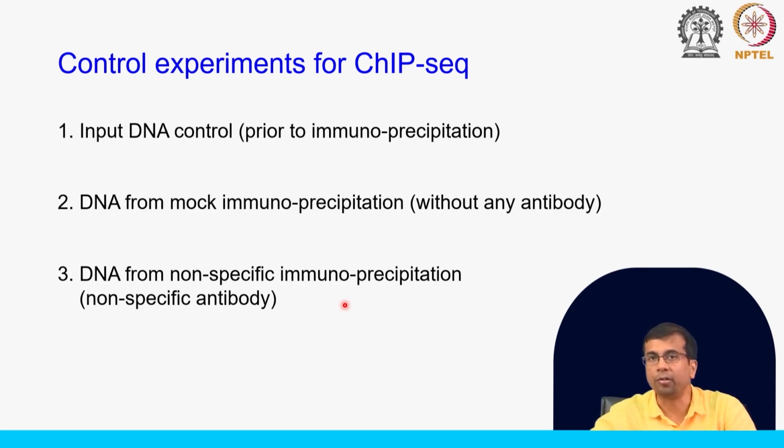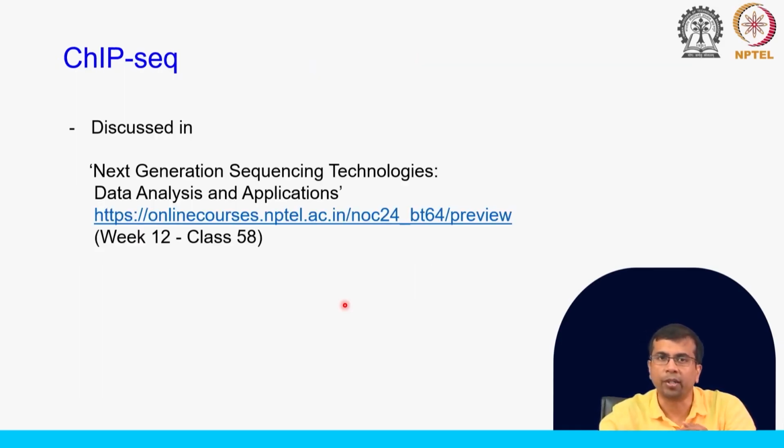So, all these controls, as you see, are looking at the technical variation or the enrichment due to the sample processing steps. In many cases you will not see control 2 or control 3, but control 1 would always be there. Without that, you cannot do the enrichment analysis. Anyway, this is something that has been discussed in much more detail in one of our earlier courses.